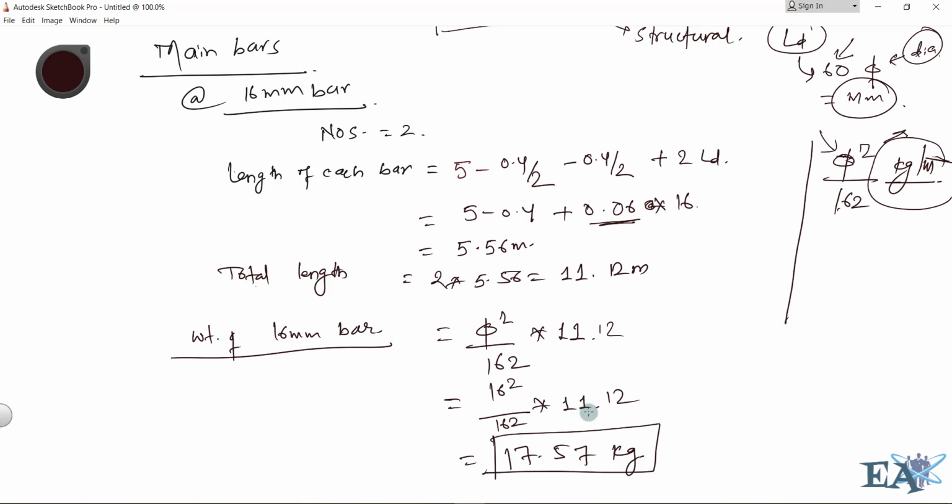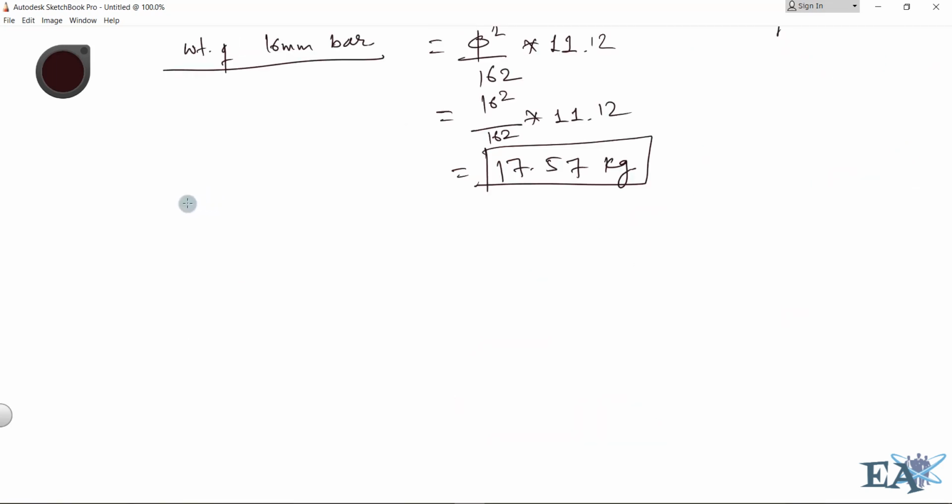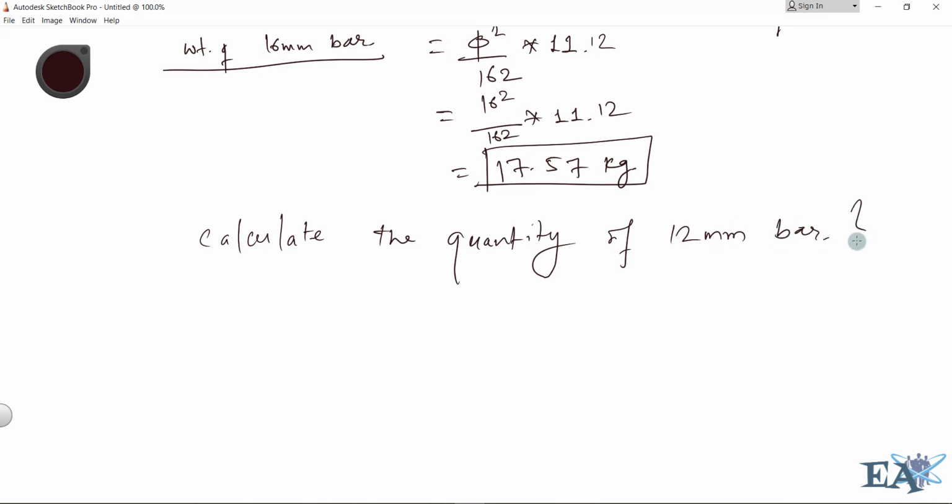We got one value. Now you can do the same thing for the 12 mm bar as well. What you should do now is pause the video and calculate the quantity of the 12 mm bar. Once you do that, please write your answer in the comments below. All you need to do is find the total length, and after that use phi square by 162, where you put phi as 12 mm, and you will get this value.